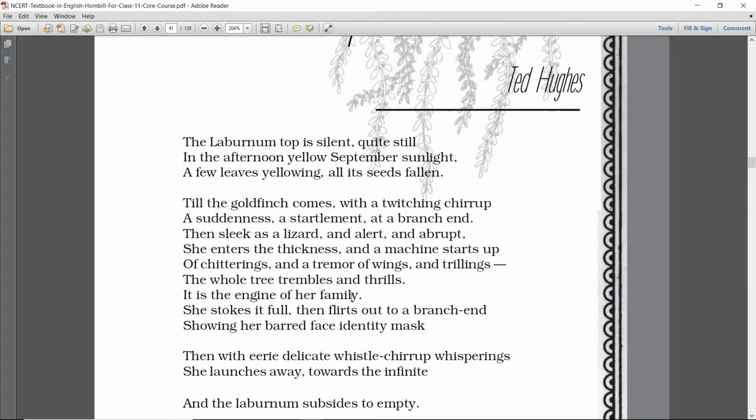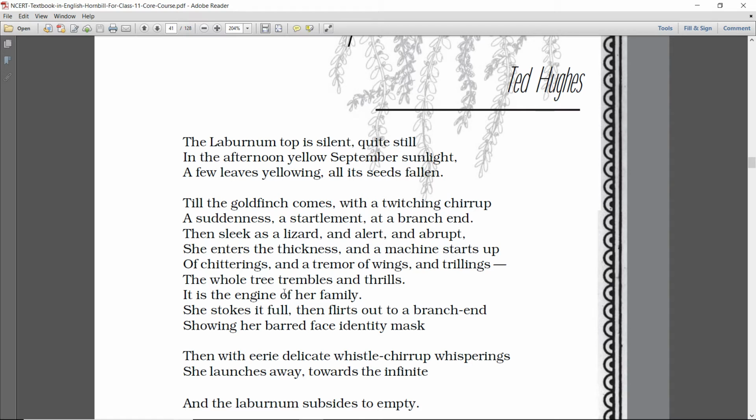It is the engine of our family. It here means the tree. The tree is the engine of our family. The way engine is very significant when we think about any machine, here the poet is saying that the tree is the engine of goldfinch family. The life of goldfinch cannot run without the engine, without the tree. Why? Because the tree is the shelter to the family.